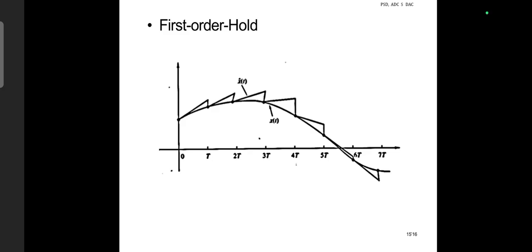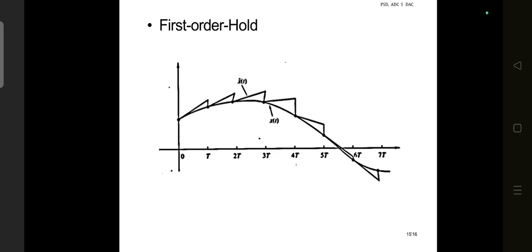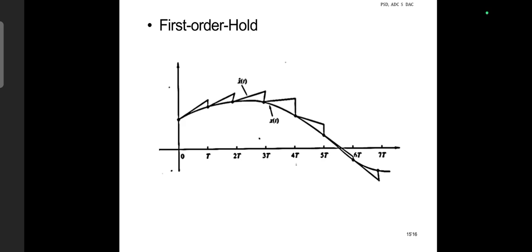Now let us move to the first order hold technique. The sample and hold technique keeps each sample value constant until the next sample. In contrast, a first order hold provides a changing output between consecutive samples. Instead of maintaining a constant value, the output changes gradually from one sample value toward the next. Therefore, the resulting waveform is more like a sequence of straight line segments rather than a staircase waveform.